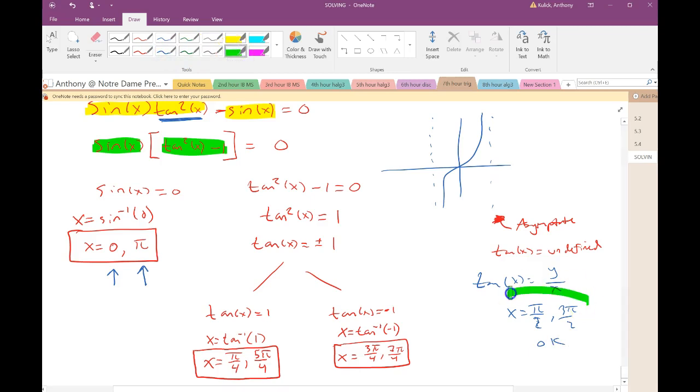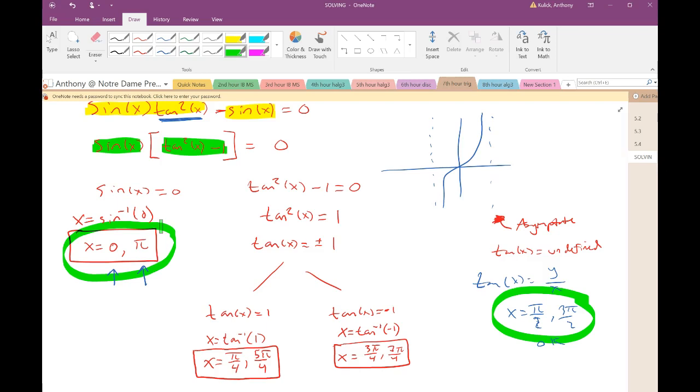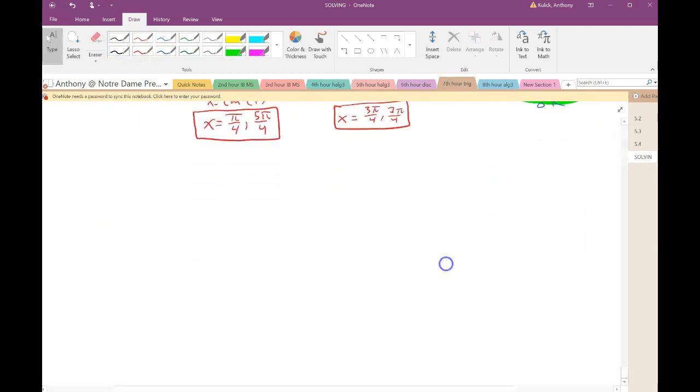So again, I'm checking to see the places where tangent is undefined, and I'm making sure those aren't some of the other solutions that don't come from tangent. Since they are not, those answers 0 and pi are fine. If I had answers that were undefined, I would discard them. Is everybody okay with that idea? Okay. Let's do another example solving one.